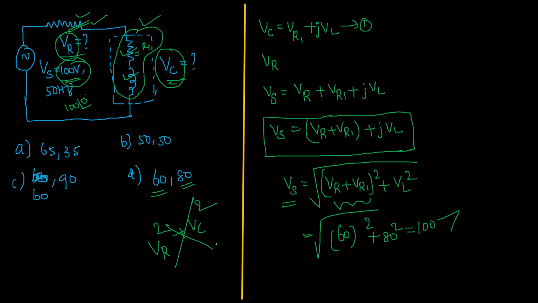You should not directly write VR square plus VC square. This is wrong. Why? VC is not an imaginary term. Inside the VC we have two terms, one is real, another one is imaginary. How can you directly do this kind of squares? This is wrong, na? I told you, be careful with the basics.